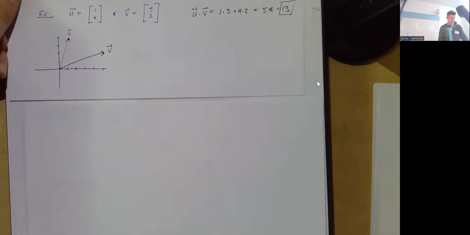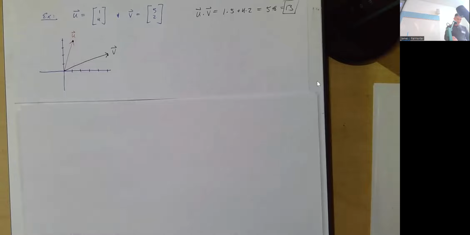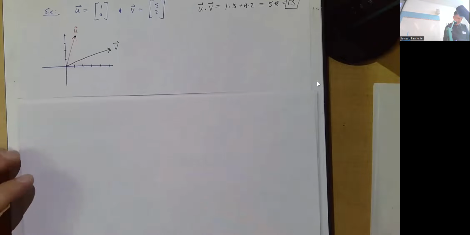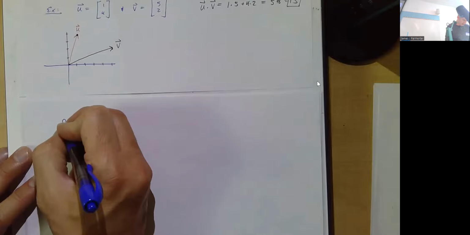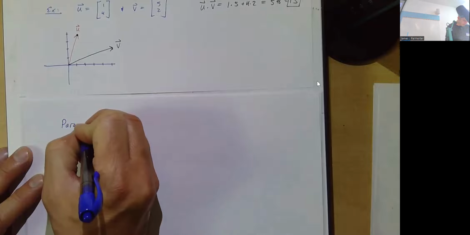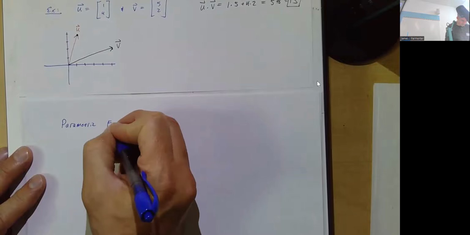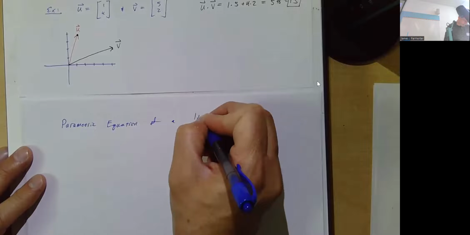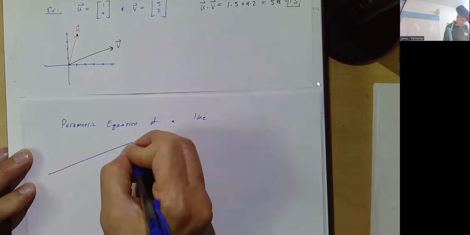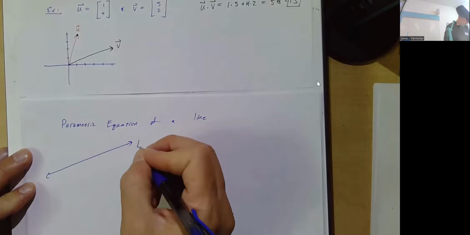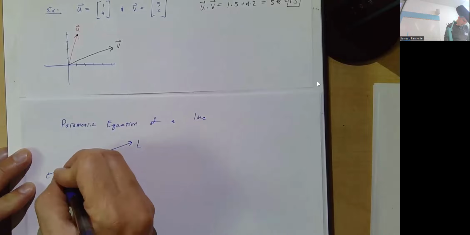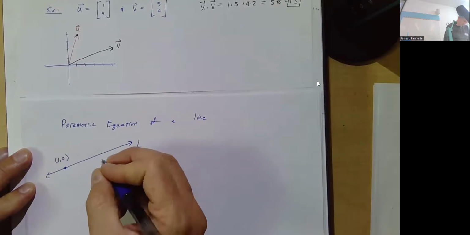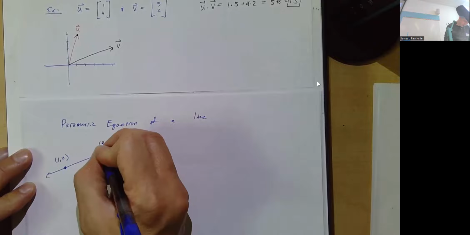So let's look at this. Something that seems maybe not super related, but trust me, it is. We're going to look at the parametric equation of a line. So here's our line. We're going to call it L. And it goes to the point (1, 2) and the point (4, 7).